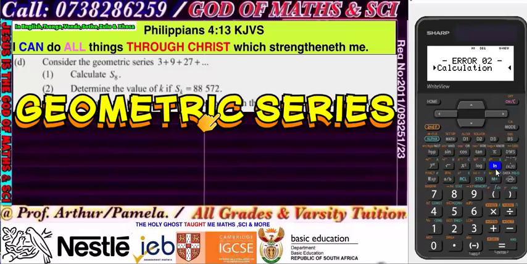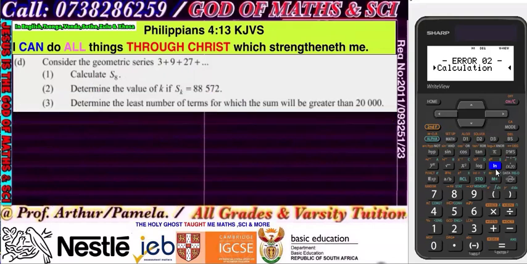All right, so we're continuing with the geometric series, but I want to do this question here, not all of them, just the last one. Look, this one is easy. It says calculate the sum of the first 8 terms, which is easy. This one says determine the value of k when the sum of the kth term is 88,572. We are taking this one.